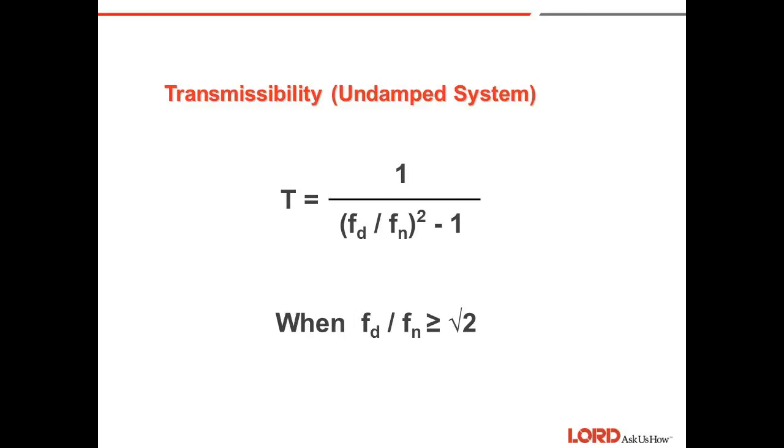The transmissibility of a rubber spring is a function of the relationship of the input frequency to the natural frequency and the amount of damping in the elastomer.